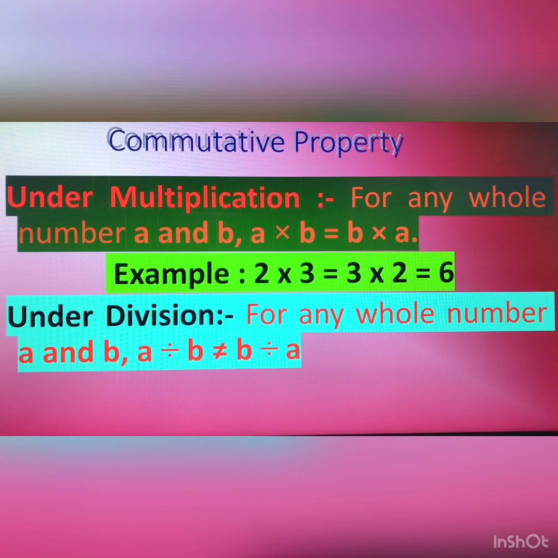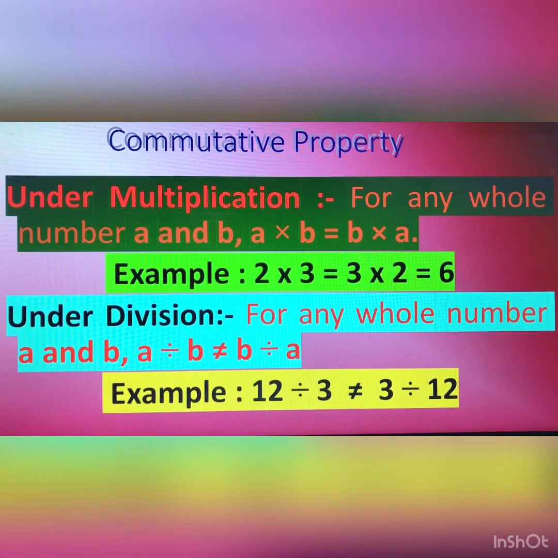It means in division, if we swap the numerator and denominator, then the result will not be the same. Let's understand it with an example. 12 divided by 3 is 4, and 3 divided by 12 is another value, which means both sides have different values. It means the commutative property under division will not hold.